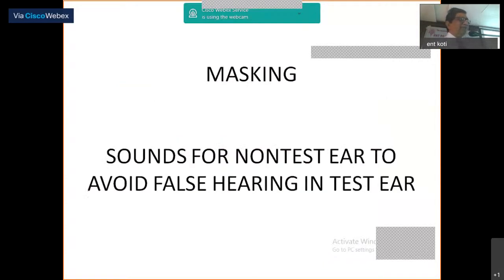Then what is masking? Both the ears are connected to each other by being situated in the cranium. So you want to tell something to one side, the other one will interfere. So how to stop the interference from the other one whom you want to keep aside, that is masking.